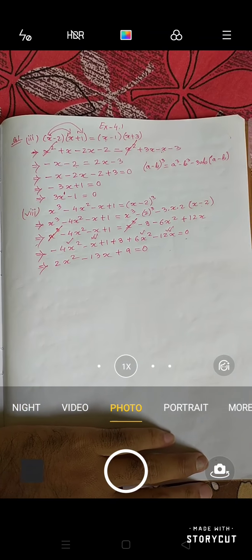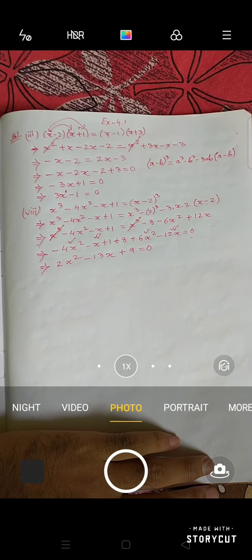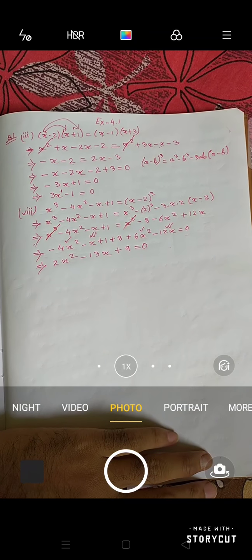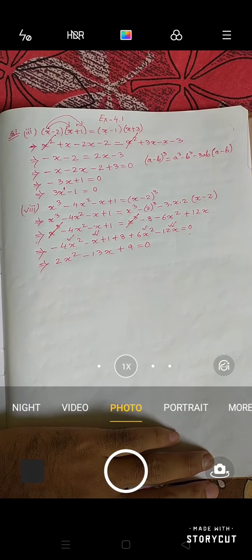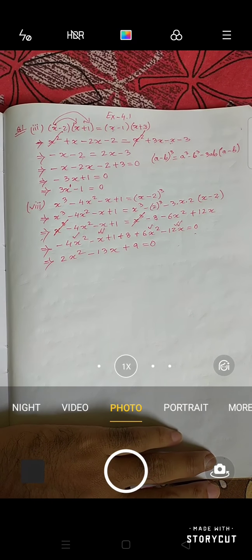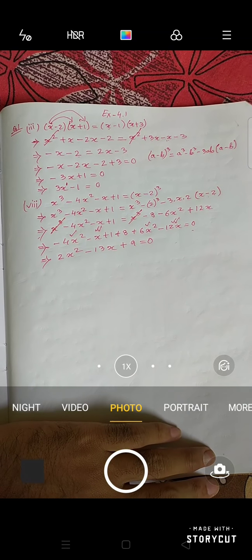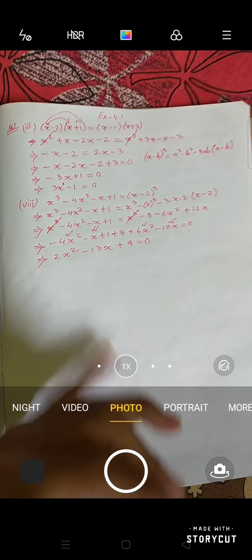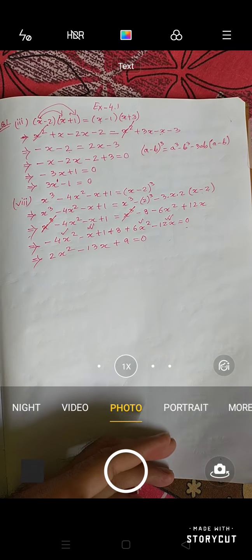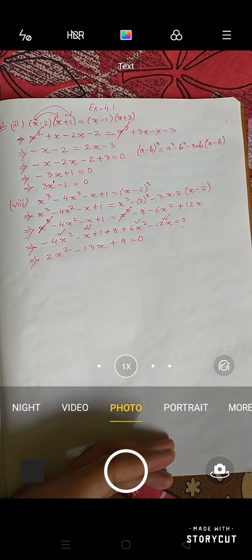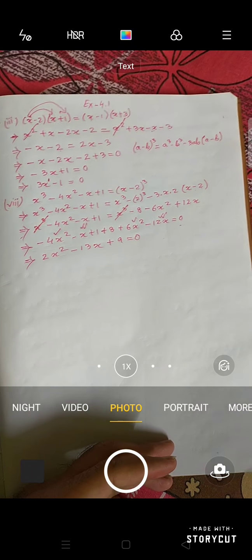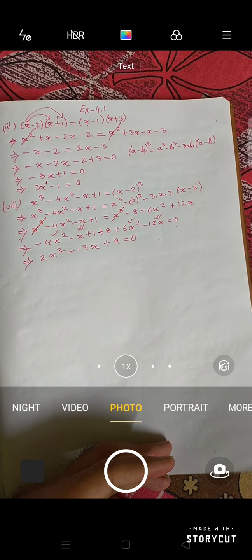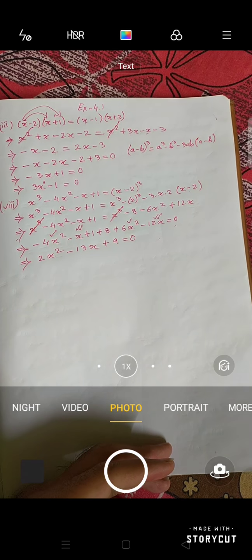Now you can see that this equation cannot be solved further. So we'll say, what is the highest power of the variable? It is 2. So we can observe that the highest power of the variable is 2. So we can directly write, therefore it is a quadratic equation.